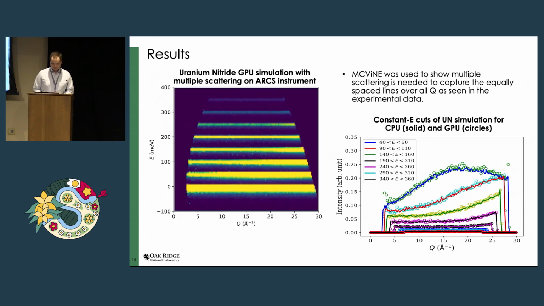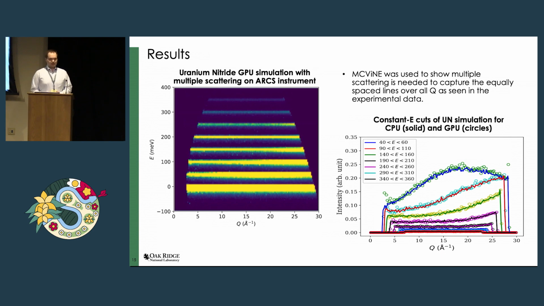So we've created this GPU version of the package, but we want to be able to validate the results against the CPU version. Since we're going to be using this to validate instrument designs, we want to make sure that we didn't implement a bug or anything like that. So we want to prove that we're able to reproduce previous results with MCViNE. MCViNE was previously used to show that multiple scattering is needed to capture some experimental data.